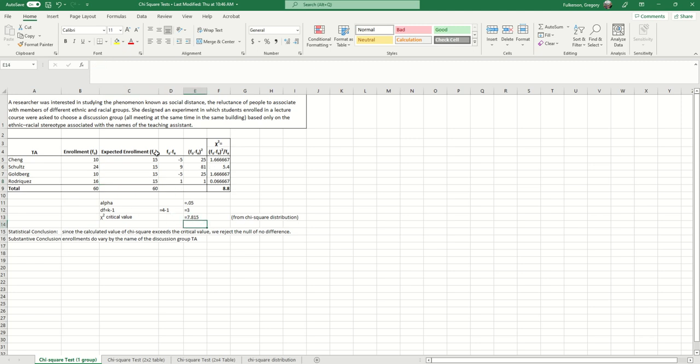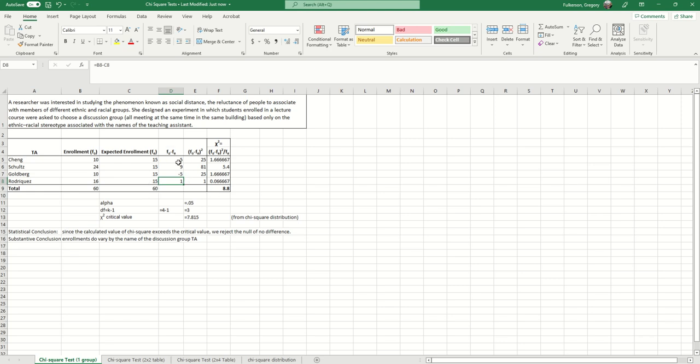The next step is to subtract the expected value from the actual observed value, right? So you can see the formula in this case is B5 minus C5. So this is 10 minus 15, which gives us minus 5. And then we have the same thing going on below that, so the exact same formula for the next row of data, and it's like that all the way down.